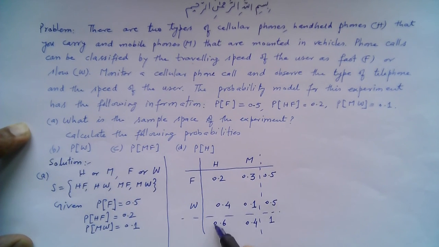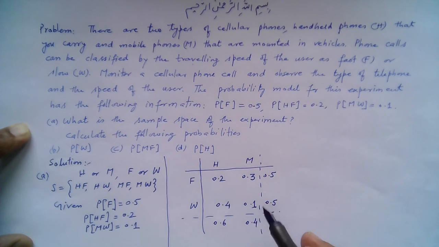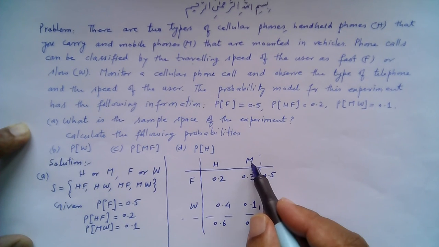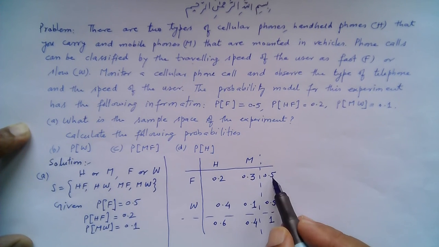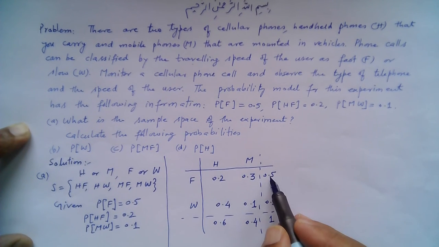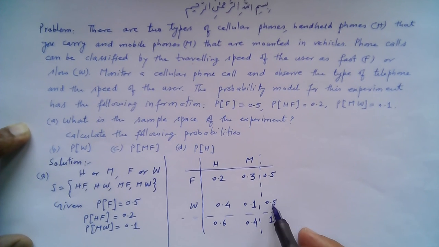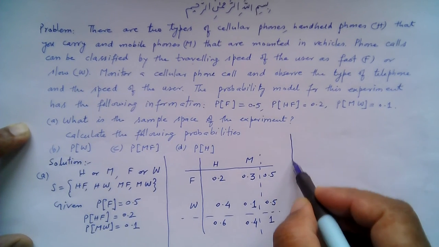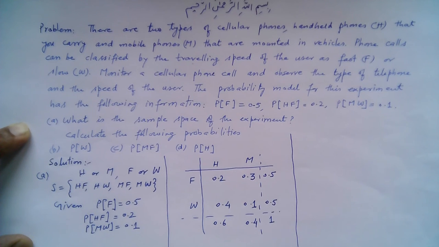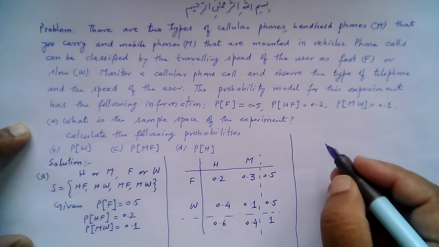So this is the probability of phone being handheld, and this is the probability of a phone being mounted in vehicle, cellular phone mounted in vehicle. This is the probability of phone which is traveling fast, user is traveling fast, and this is the probability that user is traveling slow. So with the help of this table, we can find out all the probabilities.